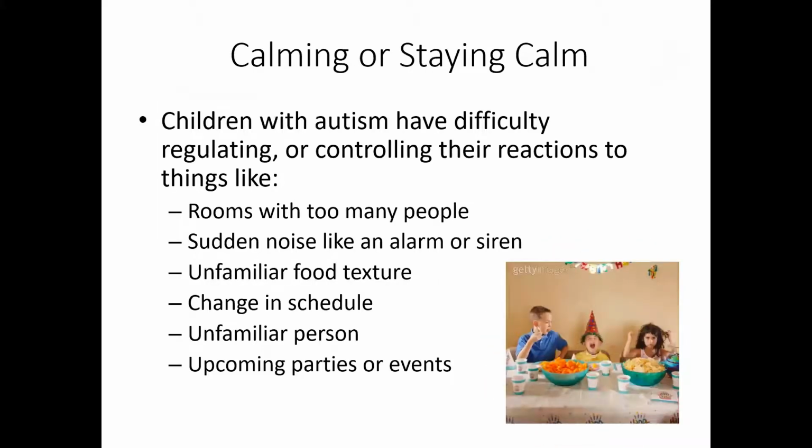Okay. So children with autism, they often have difficulty regulating their emotions or controlling their reactions to things. Some examples of things that can be difficult for them to control reactions do include being in a room with too many people, sudden noises like an alarm or siren, unfamiliar food texture, changes in their schedule or routine, unfamiliar people, or upcoming parties or events.